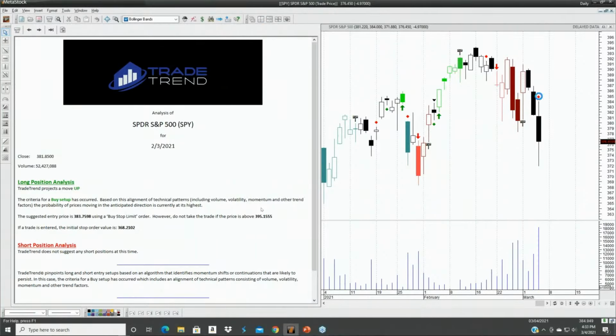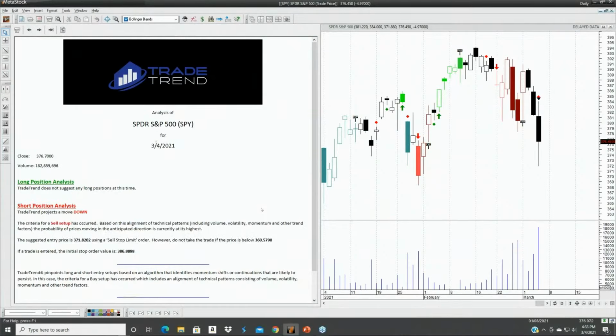And so let's look at this current signal for today. Right now, there are no current open signals on the SPY. So the trend does not suggest any long positions at this time based on the previous price action. But we do have a short sell warning from today on the daily for the SPY. So you'll see here that this is how we would operate if we were going to take this signal. The criteria for a sell setup has occurred.